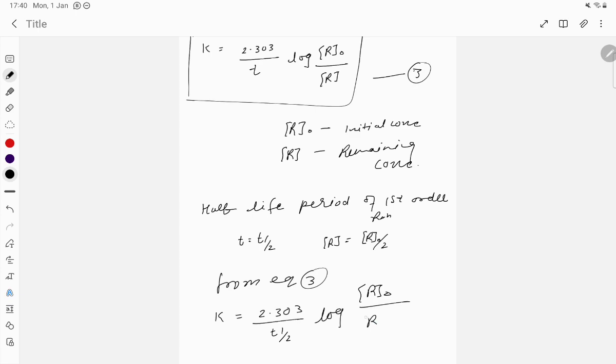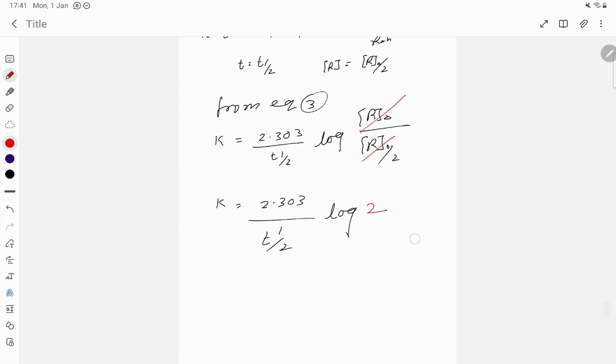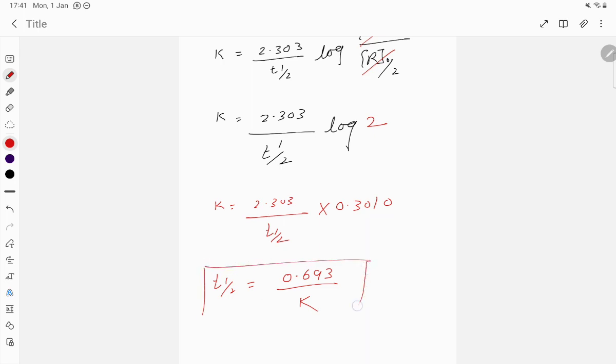At the place of r, r is equal to r naught by 2. Now k is equal to 2.303 upon t 1 by 2. Here is log, what will happen, student, this and this will cancel out, log 2. So k is equal to 2.303 upon t 1 by 2, log 2 value 0.3010. So t 1 by 2 is equal to 0.693 upon k. This is the half life period of the first order reaction, right student.